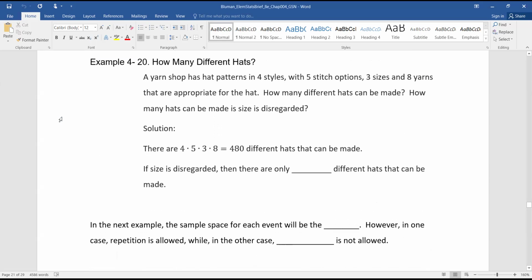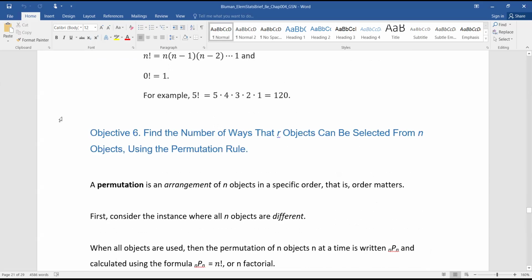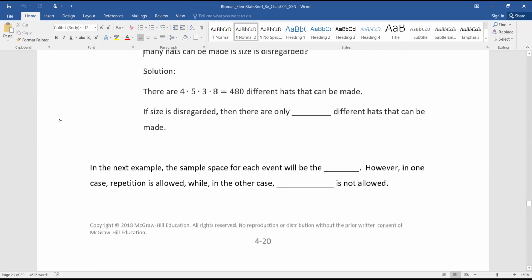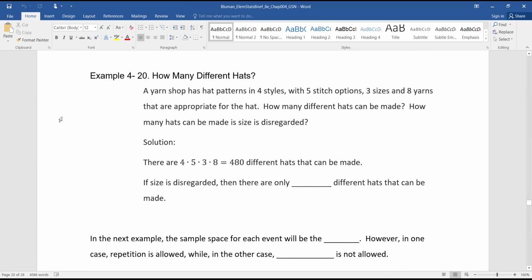All right, so let's look at example 20. How many different hats are there? We have a yarn shop that has patterns in 4 styles with 5 stitch options, 3 sizes, and 8 yarns that are appropriate for the hat. How many different hats can be made, and how many hats can be made if size is disregarded? So we're not going to pay attention to small, medium, large, things like that.